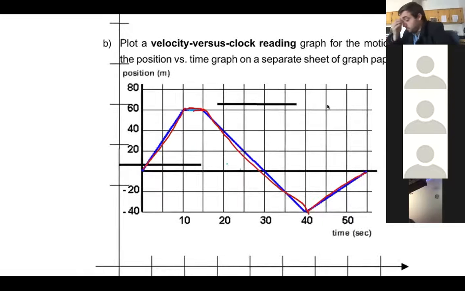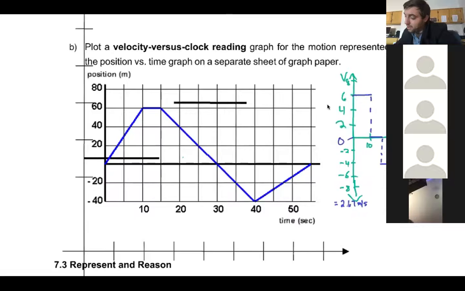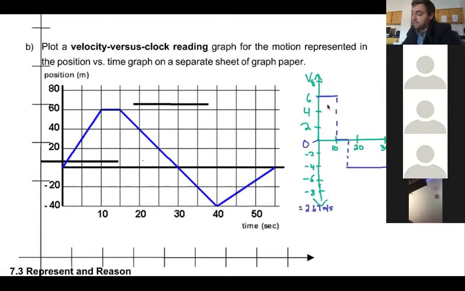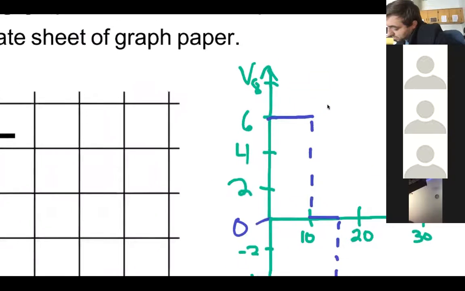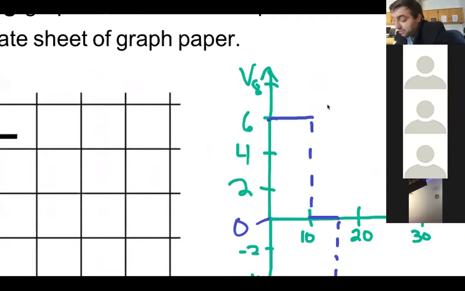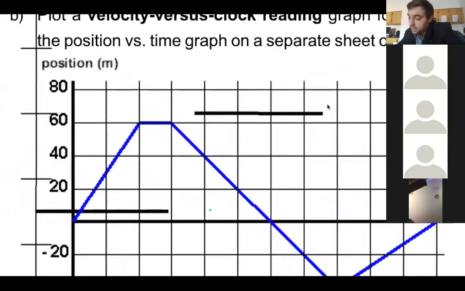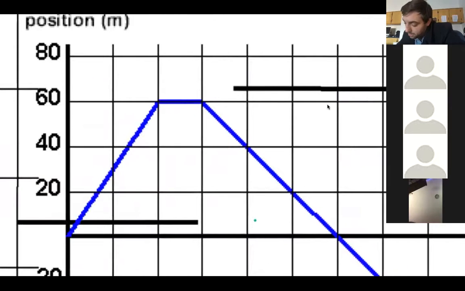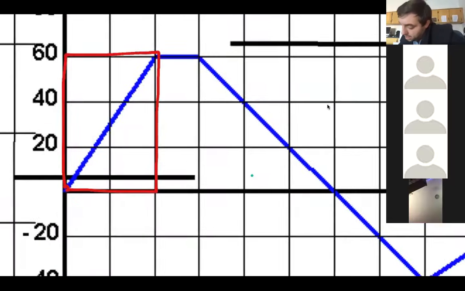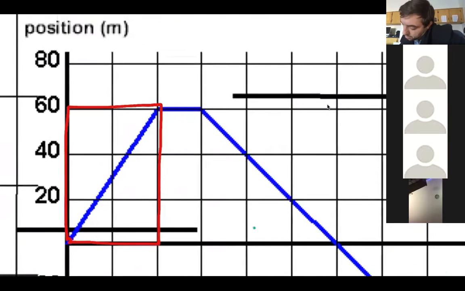B says plot a velocity versus time graph for this position versus time graph. I did that over here, and I'm going to take you section by section. If you look at the first section of my graph from 0 to 10 seconds, I have a flat, no sloped line at positive 6 meters per second. That's because I looked at this section of the graph first and found the slope, rise over run. You guys know slope.